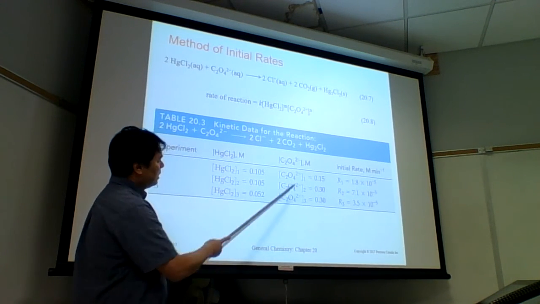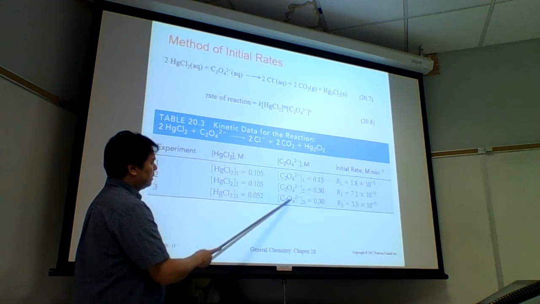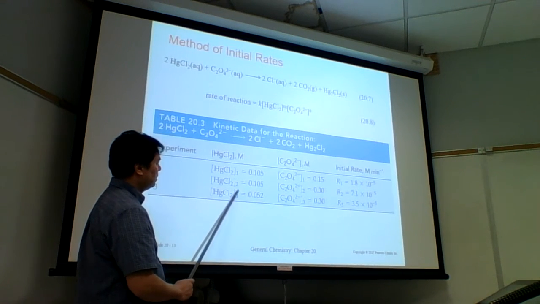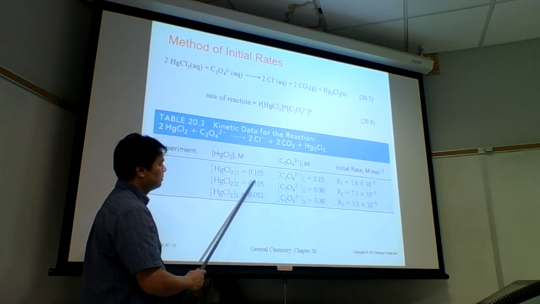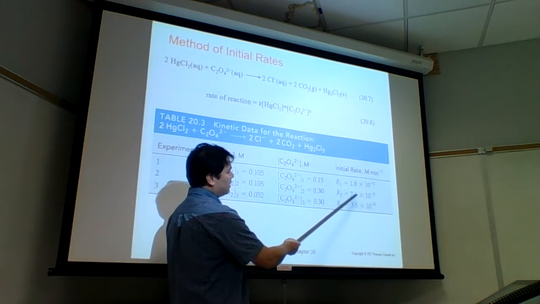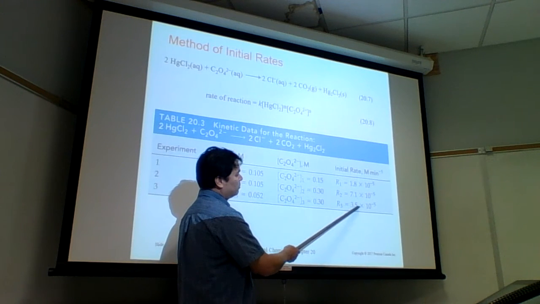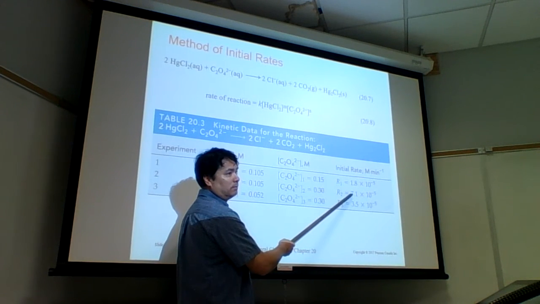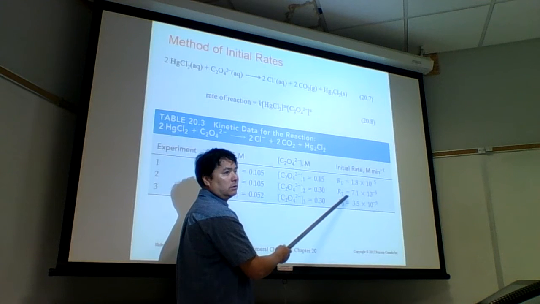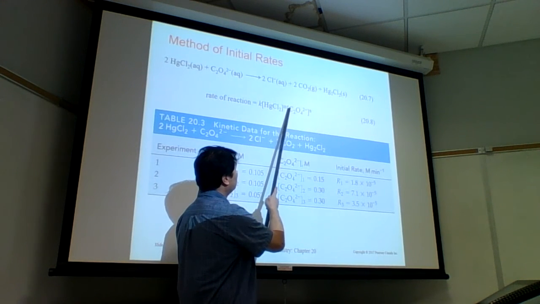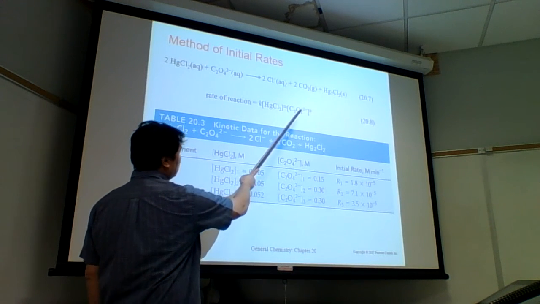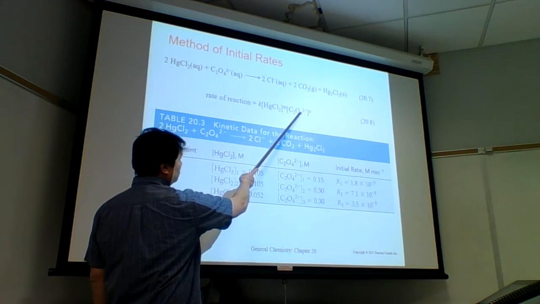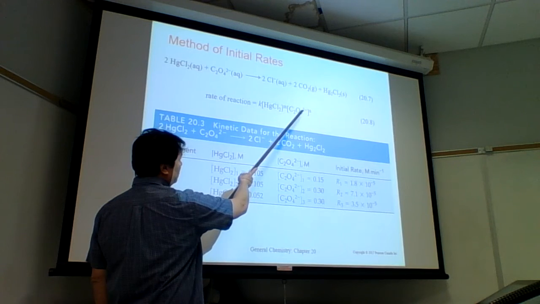All right, then we hold the oxalate constant, let's say at 0.30, and then what we do is double the mercury. So from reaction 3 to reaction 2, we double the mercury. If we double the mercury, take a look at what happened to the rate. The rate went from 3.5 to 7.1, it doubled. Therefore, it's first order. That is, if you double it, it's 2 to the 1 power, first order. And so this is going to be first order in mercury, second order in oxalate.